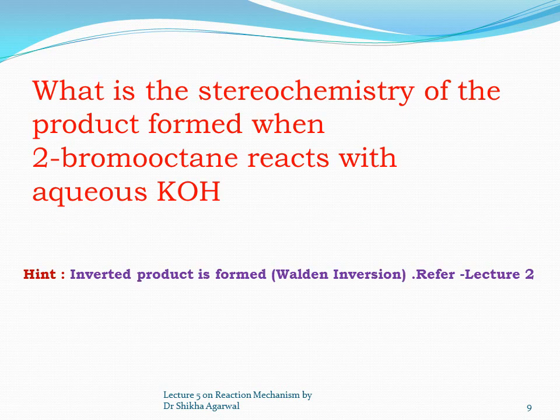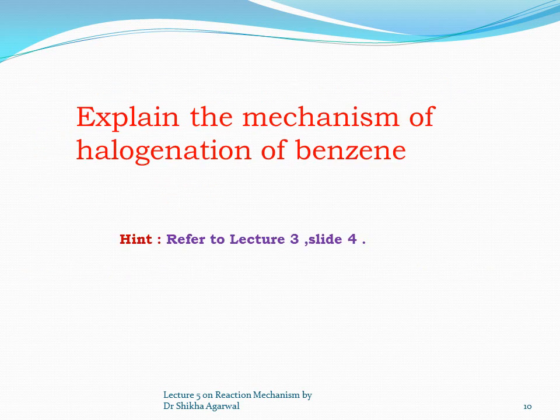Now, what is the stereochemistry of the product formed when 2-bromooctane reacts with aqueous KOH? See, 2-bromooctane forms an inverted product, and that was an example of Walden inversion which we have discussed earlier. Now, explain the mechanism of halogenation of benzene. See, halogenation of benzene is an example of electrophilic substitution reaction which takes place in the presence of a halogen carrier like aluminium chloride. It helps in the generation of an electrophile, and that electrophile then substitutes the hydrogen on the benzene ring, and halogenation takes place.